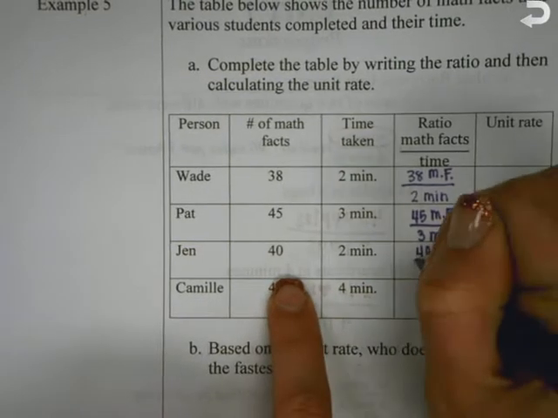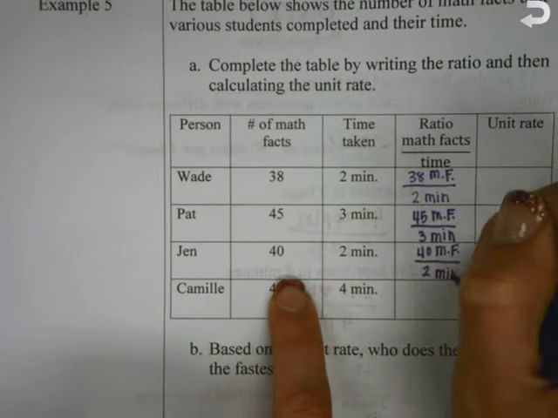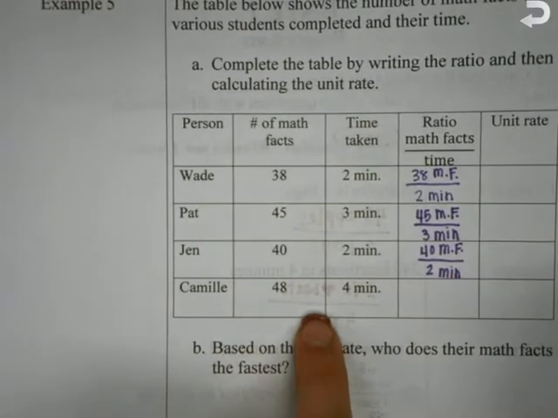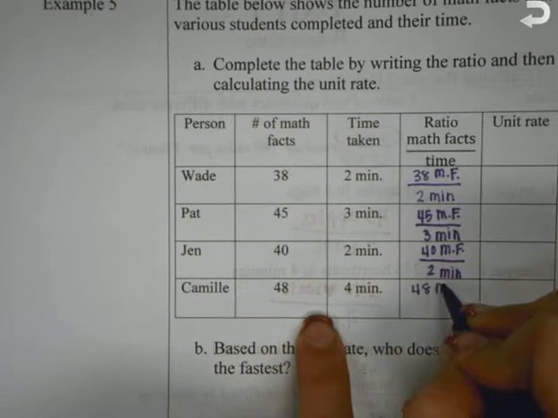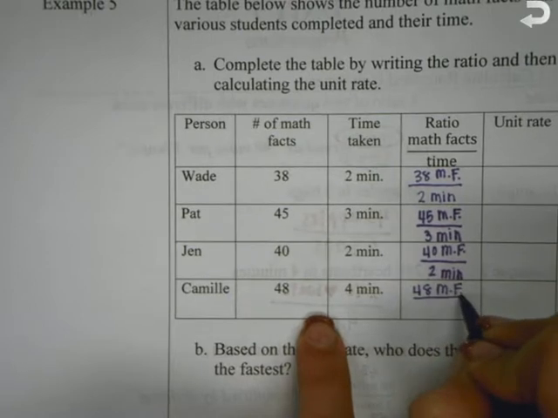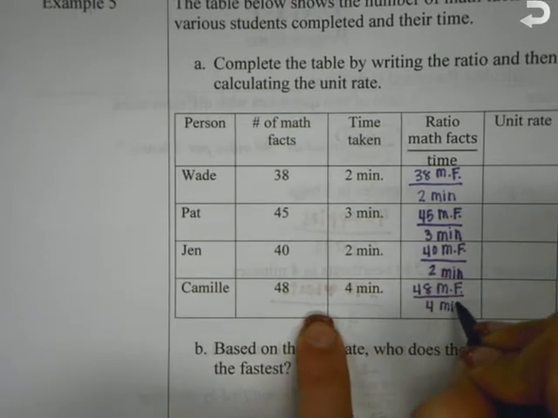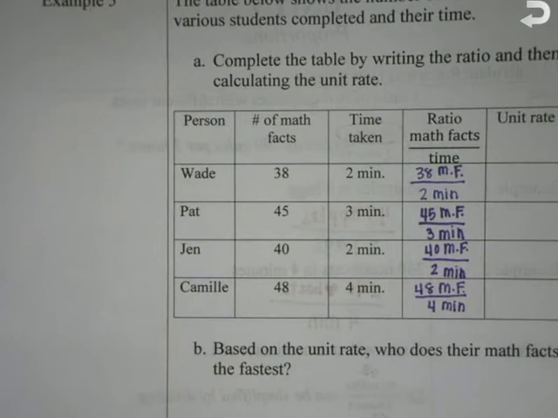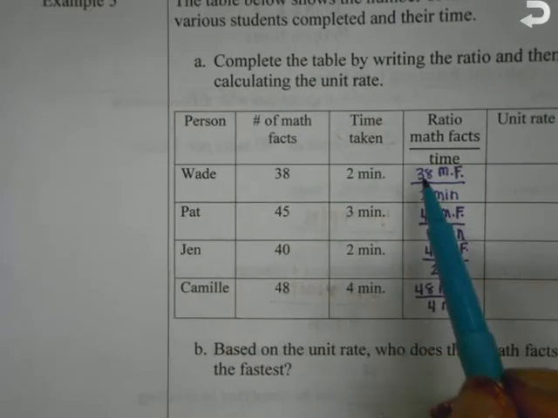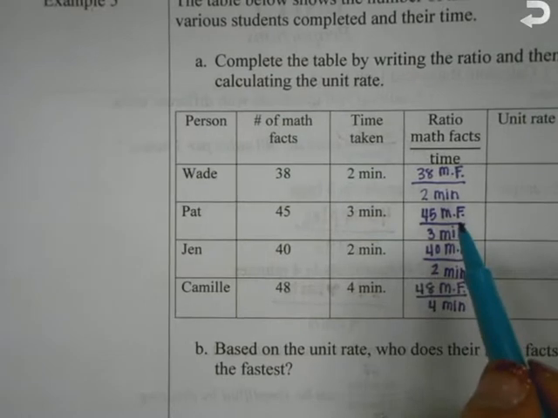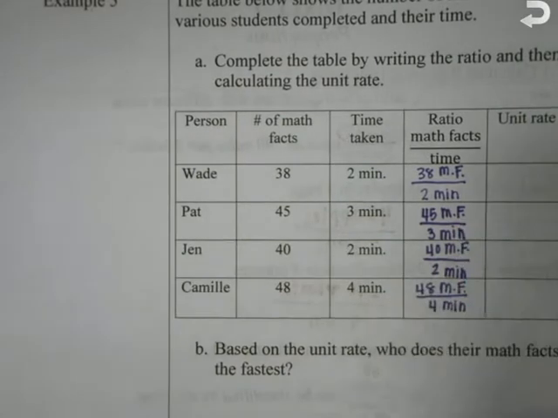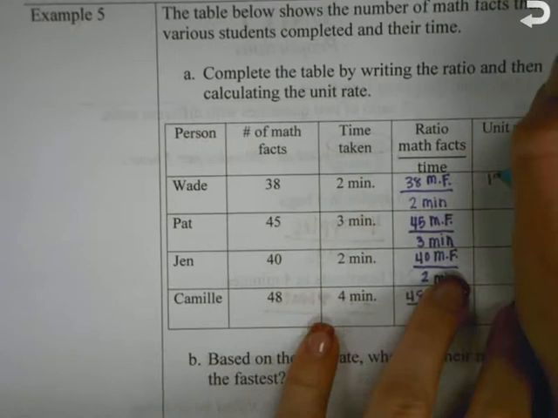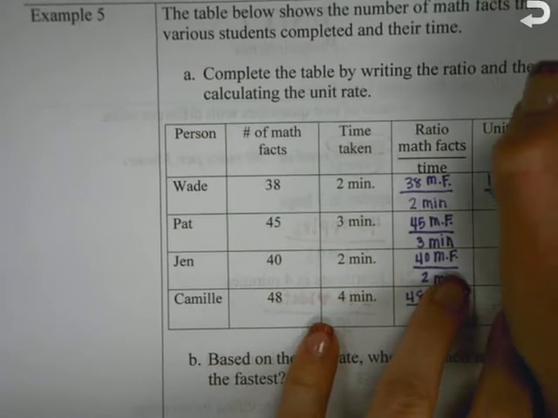So looking at Wade again, what am I going to divide by to get the unit rate? 2. So that's going to give me 19 math facts per minute. Okay, you still have to write the minutes. What about Pat? What am I dividing by there? 3. So that's going to be 15 math facts per minute. Okay. Jen, we divide by 2, so we get 20 math facts per minute.